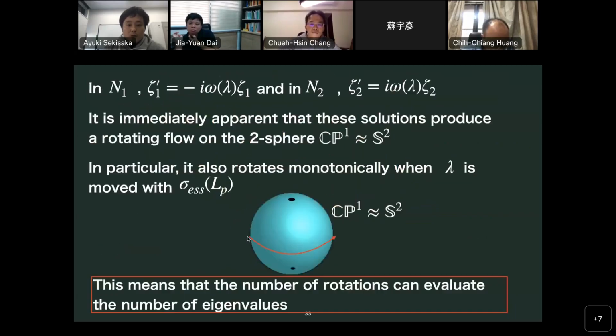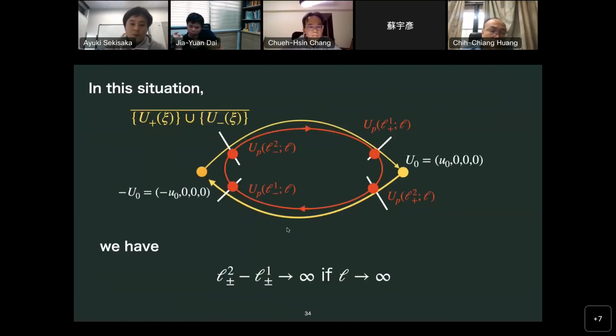Okay, so there are two relations. One is that the vector field generates a flow, which is a rotating flow on the two-dimensional sphere, and the other is this relation: L2 minus L1 converges to infinity as the period L tends to infinity.